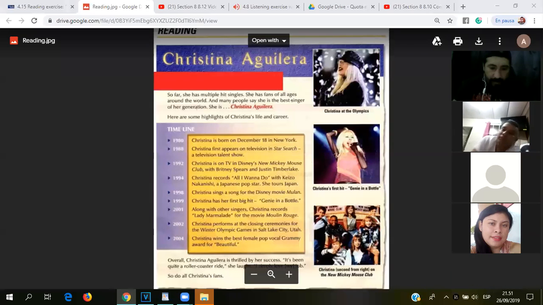The first paragraph, Christina Aguilera. So far, she has multiple hit singles. She has fans of all ages around the world. Many people say she's the best singer of her generation. She is Christina Aguilera. All right, that is fine. Roberto, continue.